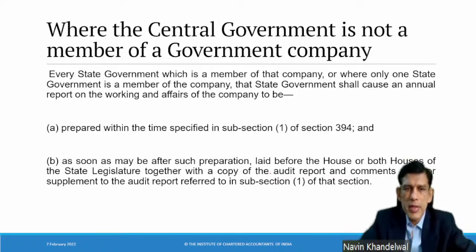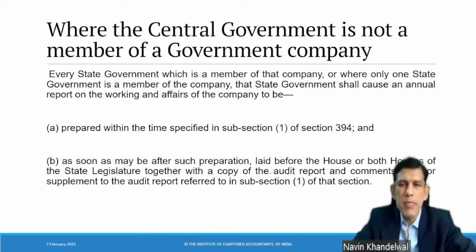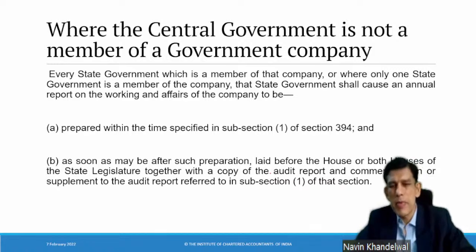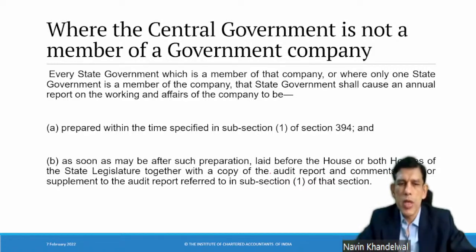So where there is a state government, if there are multiple state governments, the multiple state governments will prepare the report. If there is only one state government, that state government will prepare the report within 3 months of its AGM, and the same will be presented to both the houses of the state legislature.